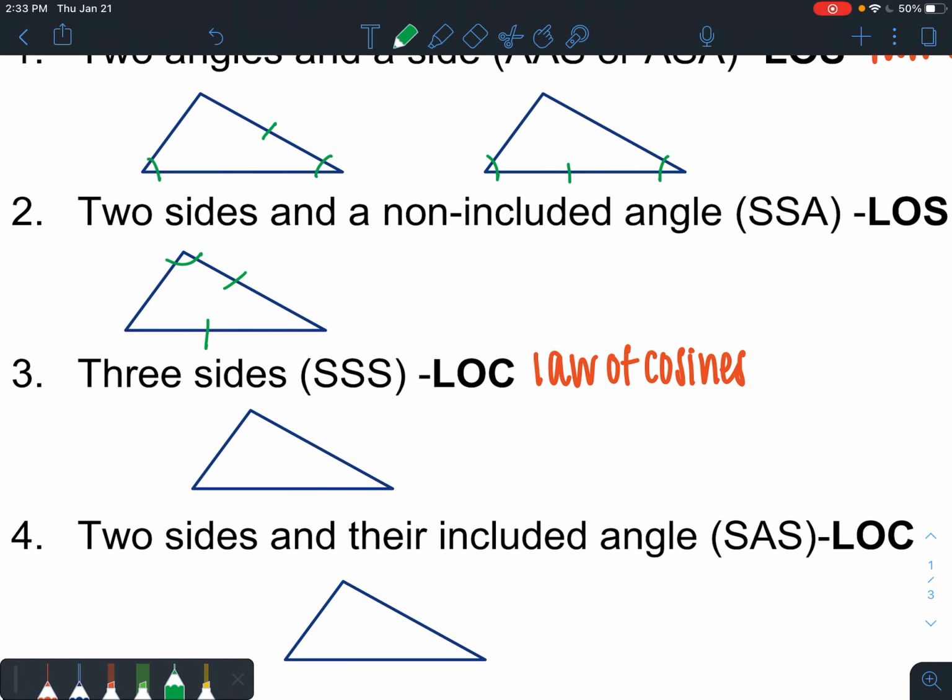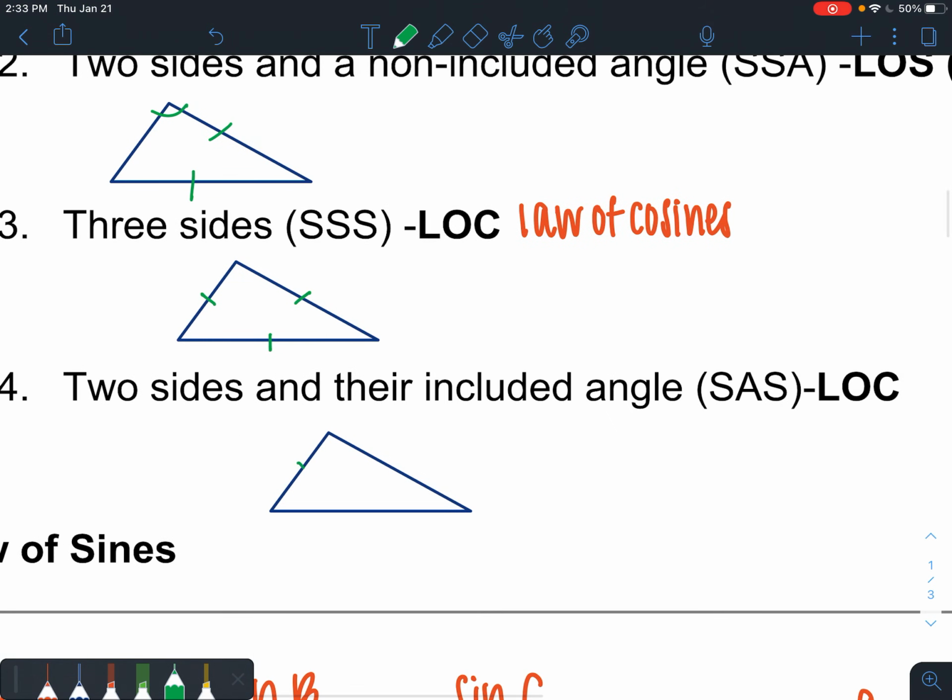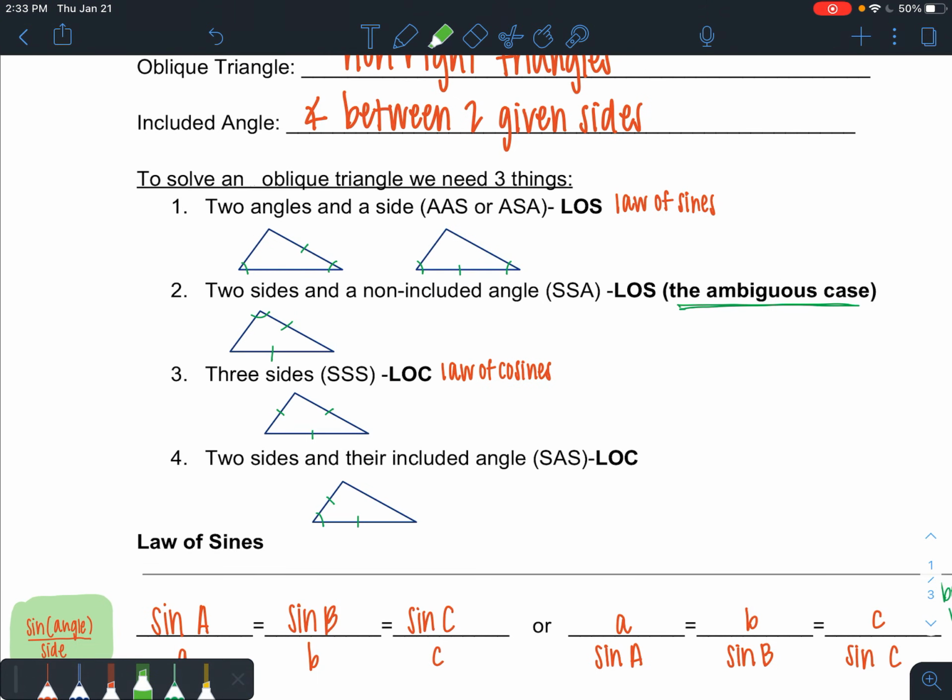We can have three sides, so that's all three sides, and this is the given information. Or we can have two sides and the included angle, side, angle, side. Okay, so these two use the law of cosines, and these three use the law of sines.